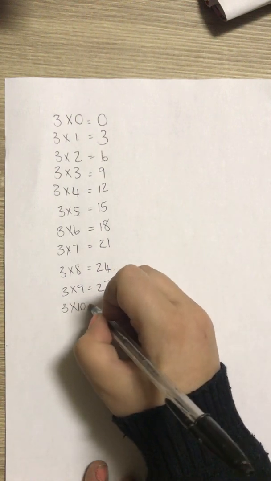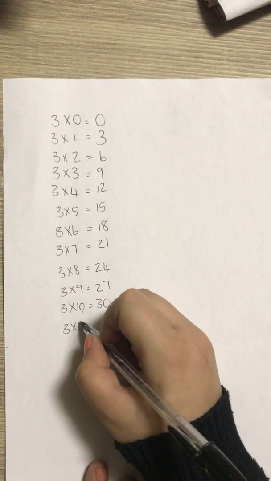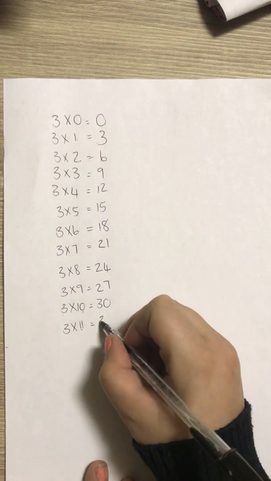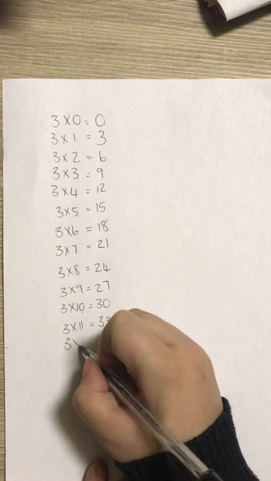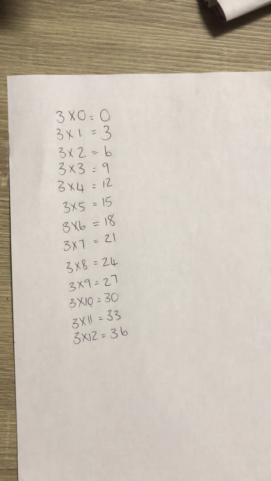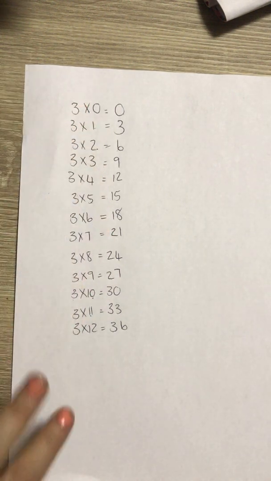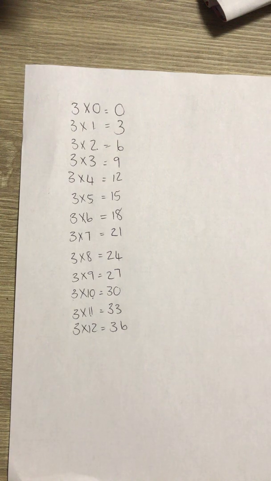3 times 10, anything times 10 means you just add a 0. 3 times 11, most of the numbers times 11 means you put 2 of them down. And 3 times 12, 36. So you go study that. I would actually recommend that you pause the video, study this, and then attempt the timed activity, which is what I will be starting with.